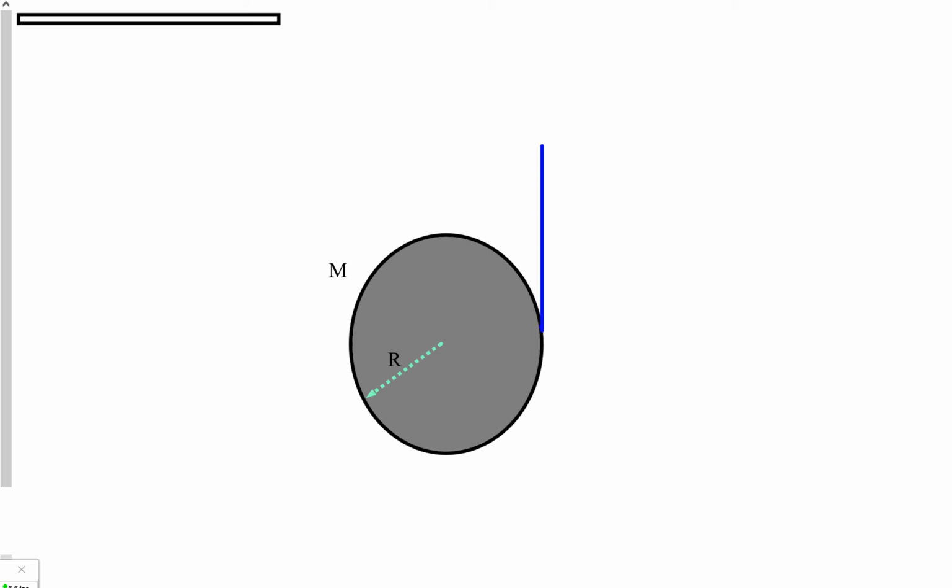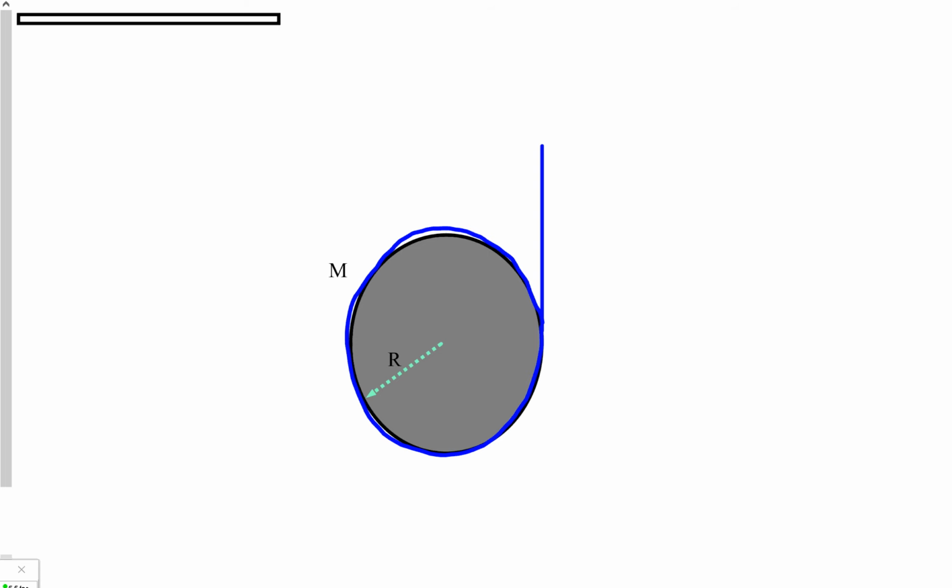Someone has wound a rope around a solid cylinder, and that's just telling us our moment of inertia. And they've released it. It's kind of like a yo-yo being released, is really what it boils down to. Let's see if we can create an equation to solve for the acceleration of this object.